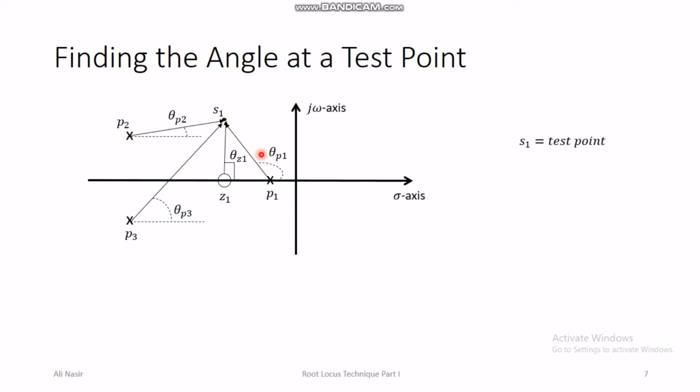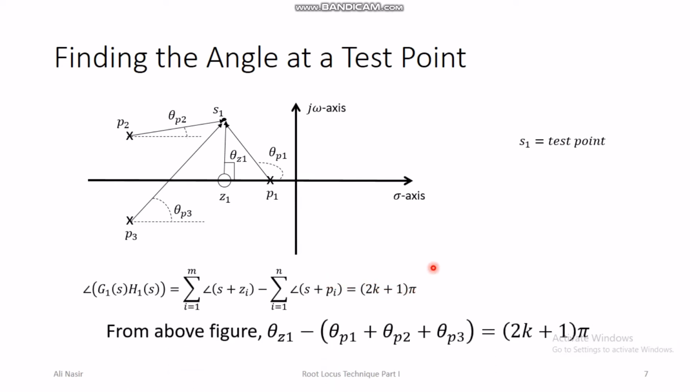And then I have to calculate the angle of each vector from the positive x-axis. The angle of this vector from the positive x-axis, let's call it theta p1. The angle of this vector, let's call it theta z1. Let's call this angle theta p3 and this angle theta p2. These are all the angles, and now I am ready to apply my angle condition, which says that the angle of G1(s)H1(s) is the sum of angles of all the zeros minus the sum of angles of all the poles, and this will be equal to (2k+1)π.